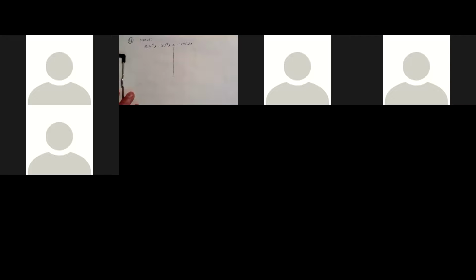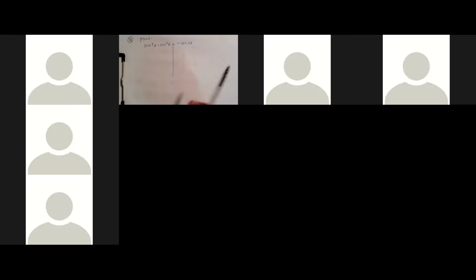Does anybody want to weigh in here as to what side you would probably want to show is the other side? Left. Based on what I said earlier, normally we like to simplify double angles before single angles. This is a case, ladies and gentlemen, where you'd probably not want to work with the right side. It's going to be difficult to show that we can get sine and cosine to the fourth power out of the right side.